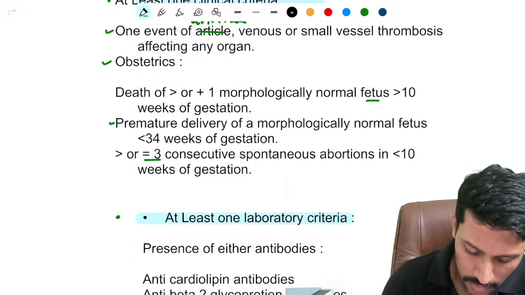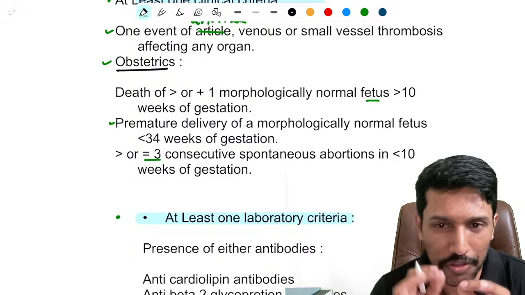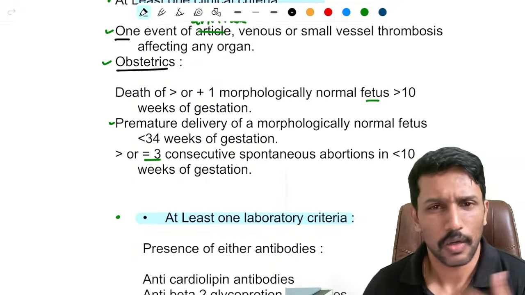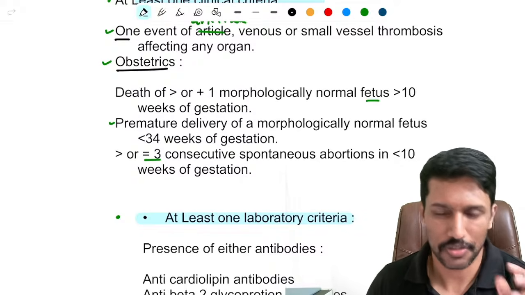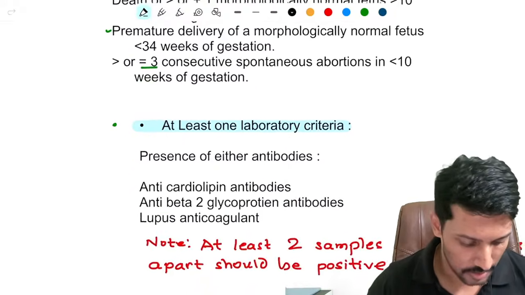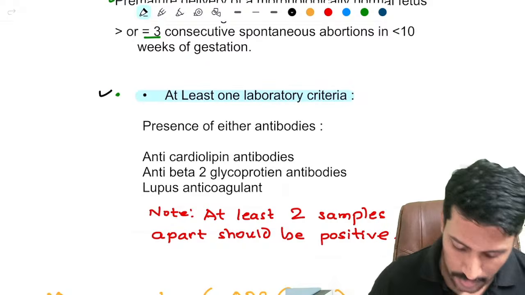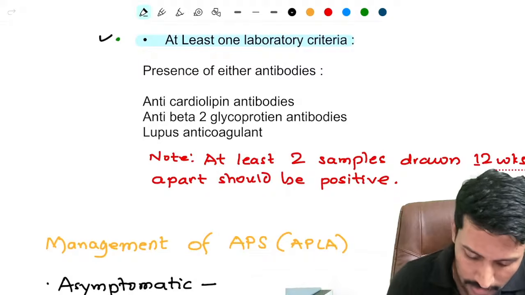Then this criteria will be satisfied. So obstetric part, please learn by heart, because teachers are technically looking at whether you have mentioned the wordings correctly or not. This part is anyway easy to mention. One venous or arterial thrombotic event or negative obstetric history. Any one of them present, clinical criteria satisfied. Now I need one laboratory criteria. The laboratory criteria is presence of antibodies. So what are the antibodies we are expecting here? There are 3 major antibodies.